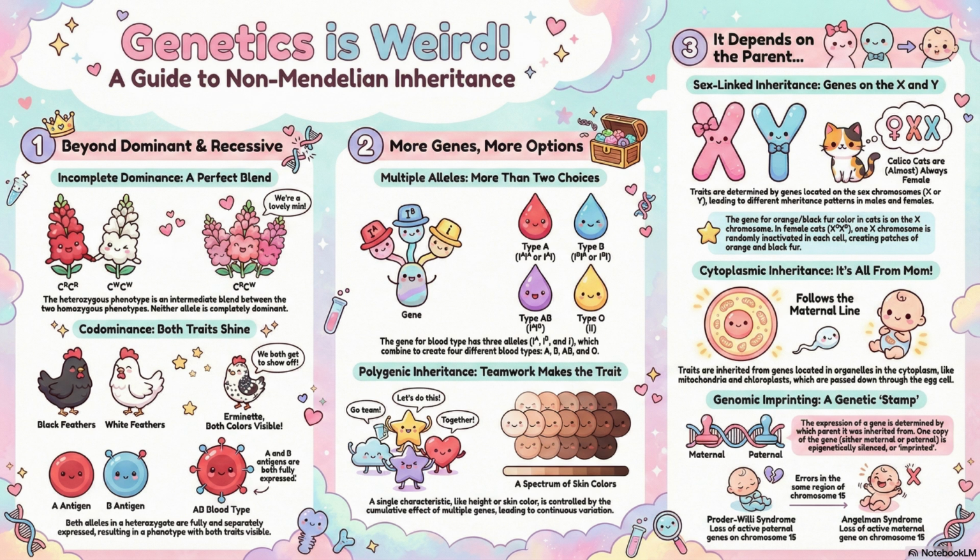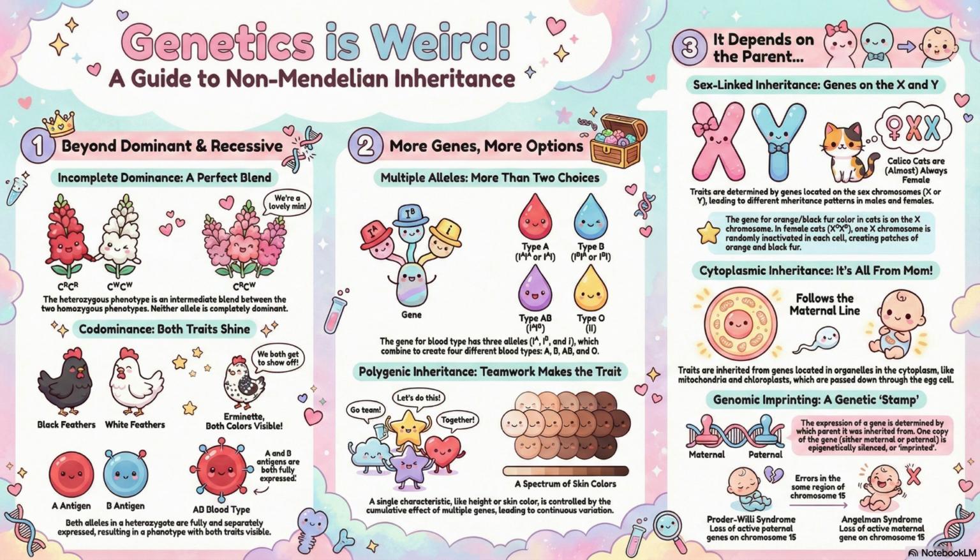But if the active maternal copy on that exact same stretch of DNA is lost, you get a completely different condition. Angelman syndrome, which involves severe intellectual disability and unique behavioral traits. Same piece of DNA, totally different outcomes, all depending on which parent's copy was lost. We have come a very long way from Mendel's simple binary rules today.